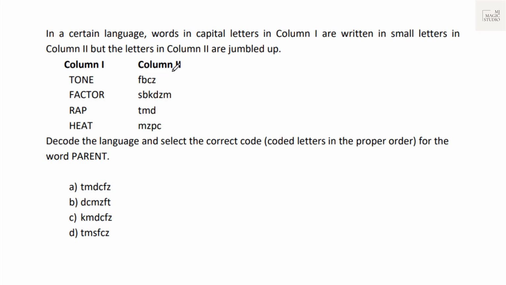In a certain language, words in capital letters in column 1 are written in small letters in column 2, but the letters in column 2 are jumbled up somehow. Decode the language and select the correct code. Coded letters in the proper order for the word PARENT. P-A-R-E-N-T. Okay, we're looking out for P.